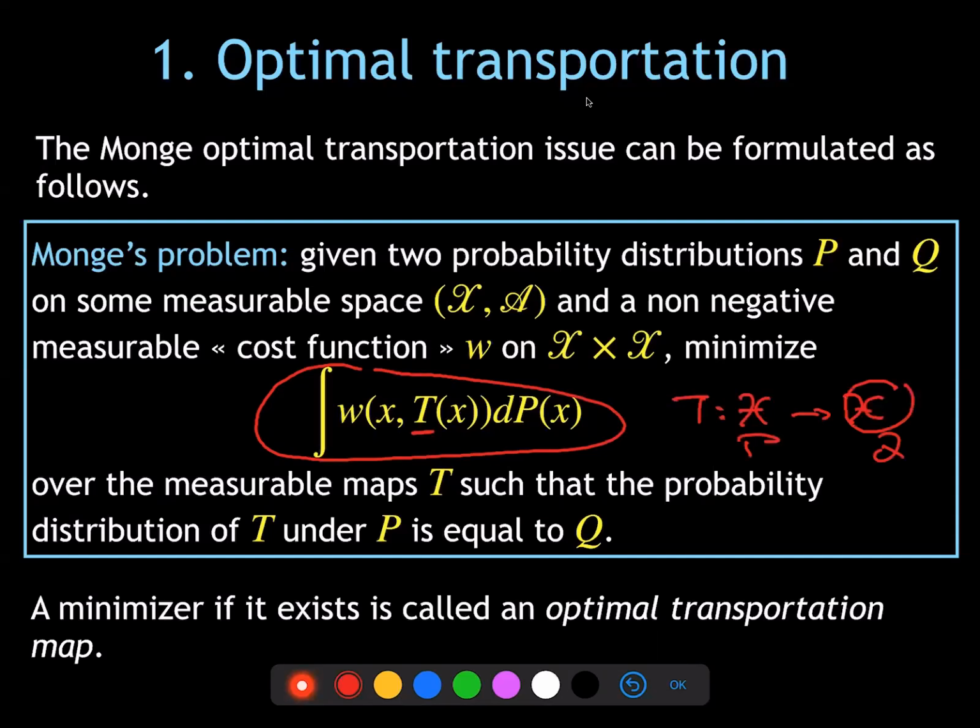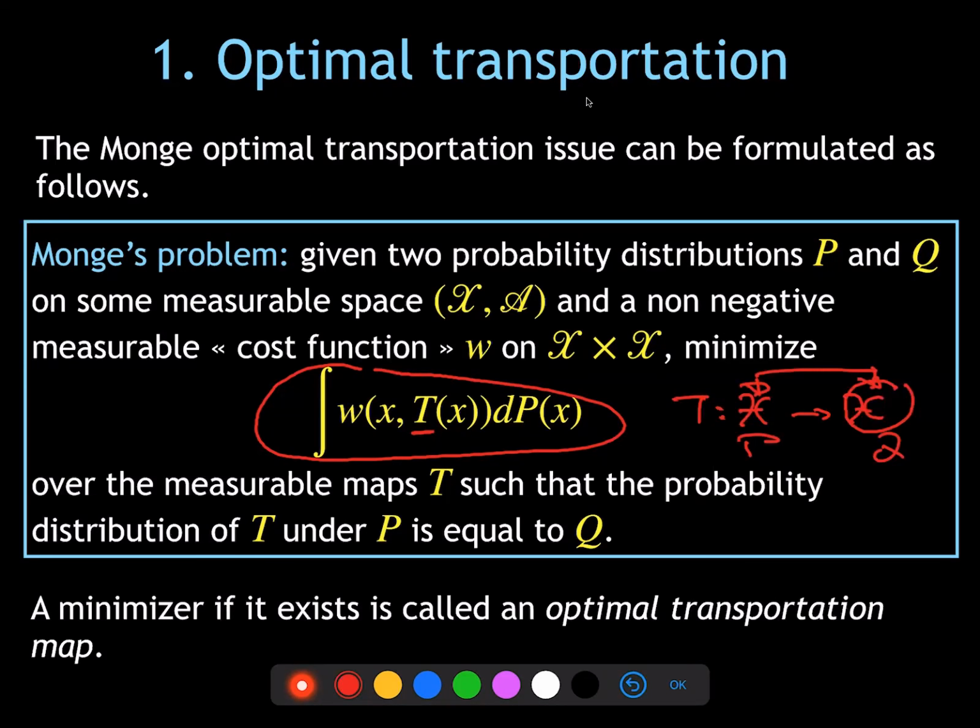You know what the probability distribution of a random variable is? It's the same concept. What is exotic here is that you have the same space here and here. Usually here you have omega and here you have Rn, okay? But here you have the same space, that's all. Okay, so this is the Monge formulation.